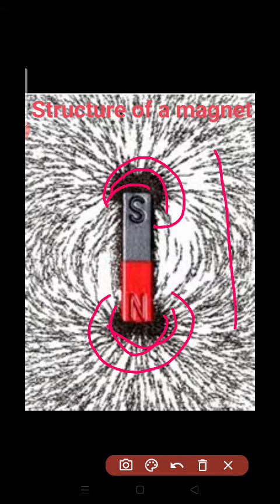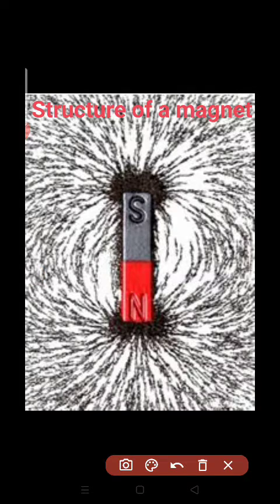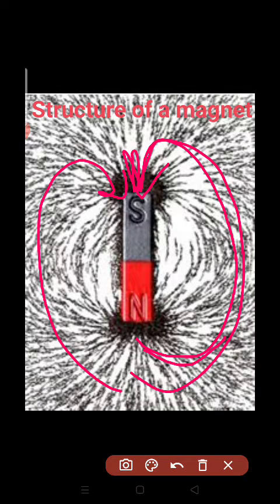But in the rest of the area, there is a particular pattern going from the north end to the south end. If you notice the direction of the iron filings, it comes from the north end and ends at the south pole, like this. All are in the same way. That means a magnet has two poles, north pole and south pole. This shows the structure of a magnet.